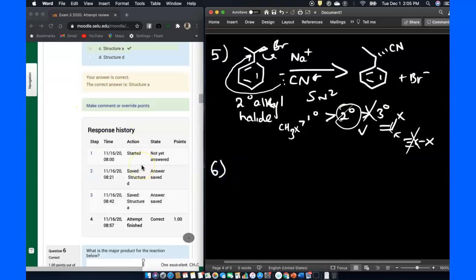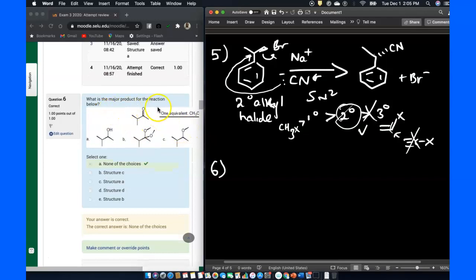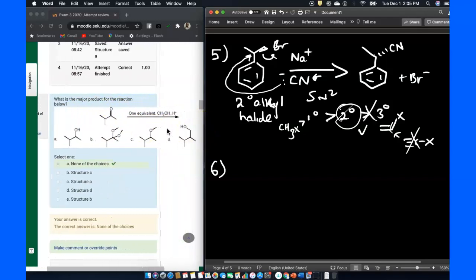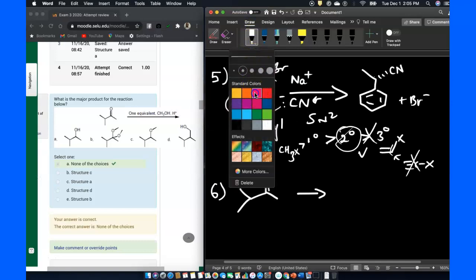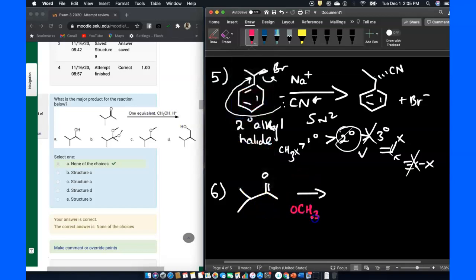For question 6, what is the major product of the reaction? It says 1 equivalent of methanol. If there is truly 1 equivalent of methanol, I'm not going to draw the mechanism. All you need to know is, let me choose a different color here, the shortcut I gave you in class was simple. The OCH3, or the O part of the alcohol, is going to be added onto this carbon, and this hydrogen will end up on the oxygen. You open up the pi bond. So basically this is going to be your product.